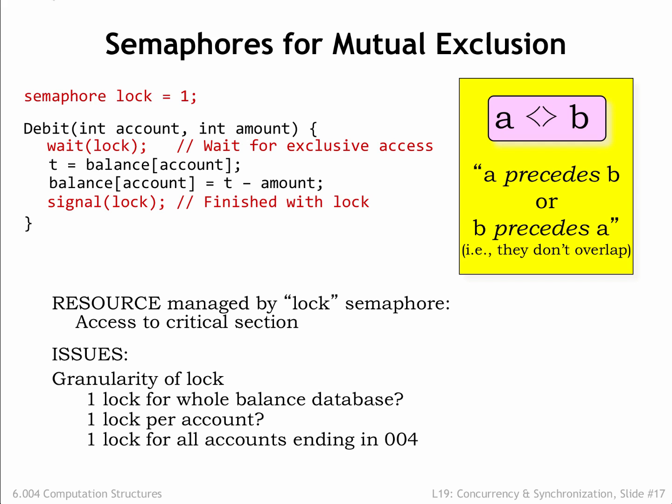Of course, having per-account locks would mean a lot of locks. If that's a concern, we can adopt a compromise strategy of having locks that protect groups of accounts. For example, accounts with the same last 3 digits in the account number. That would mean we'd only need 1,000 locks, which would allow up to 1,000 transactions to happen simultaneously.